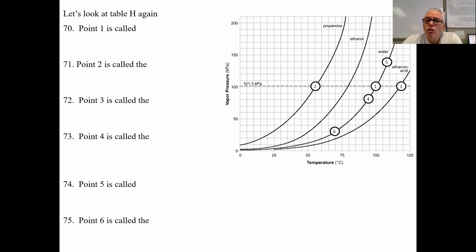So what do we call what's going on at number 1? That's where water boils at normal temperature. It's called the normal boiling point for water. So point 1 is called the normal boiling point for water.